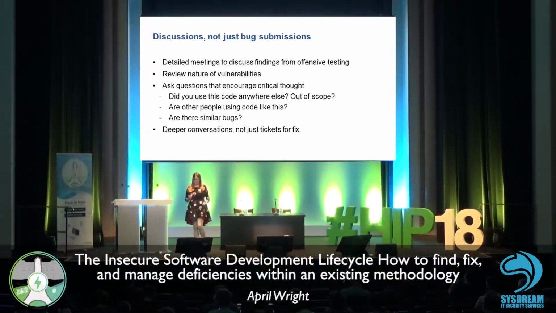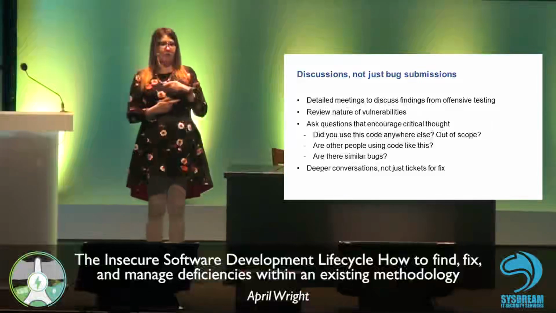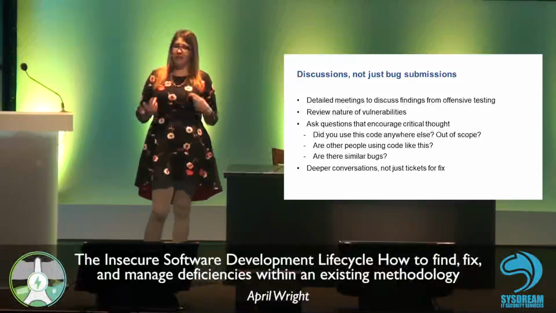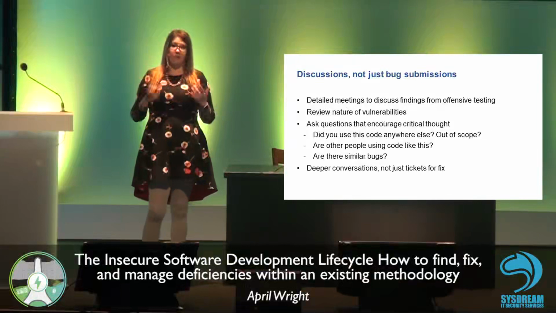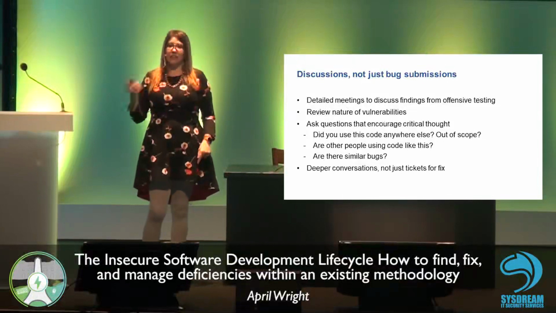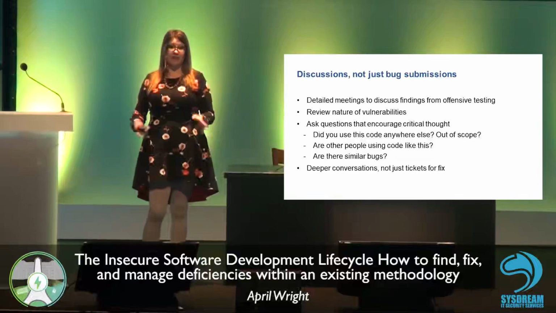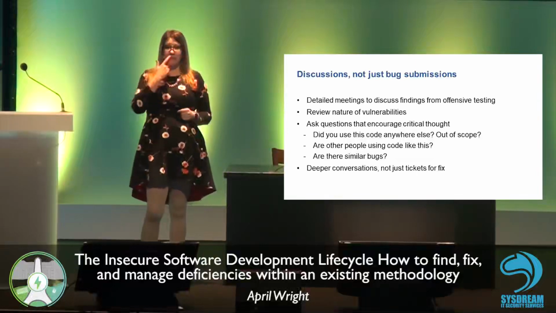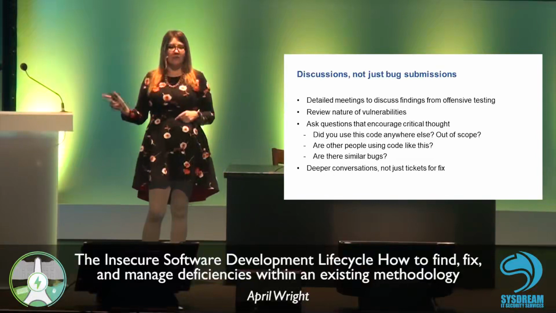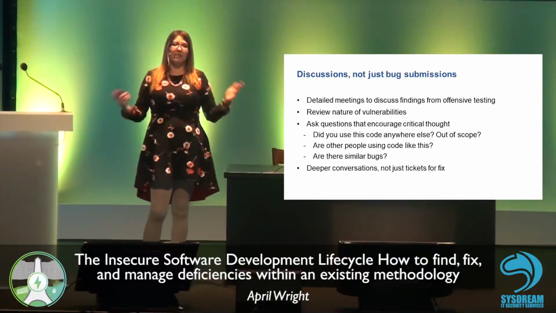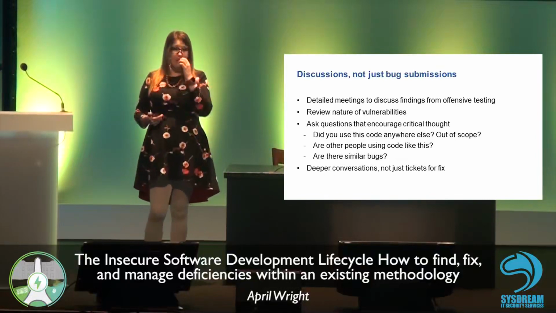So sometimes when we talk to developers about these things, they'll say to themselves, well, I used that same function in another place. It may be out of scope for the offensive testing. So they may say to themselves, okay, I know somebody else that's doing it the same way, or I've always done it this way, why is this bad? Or they can ask questions.